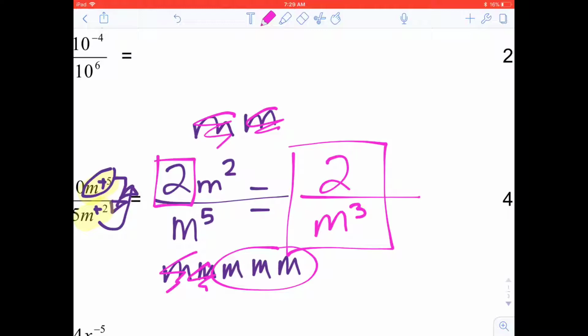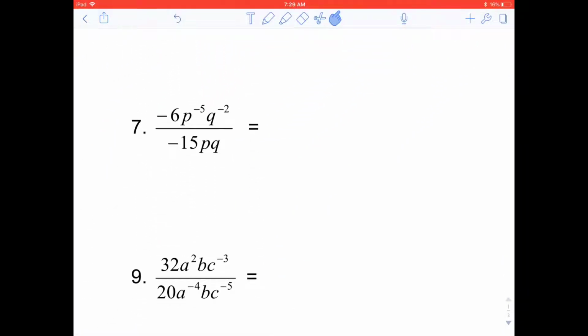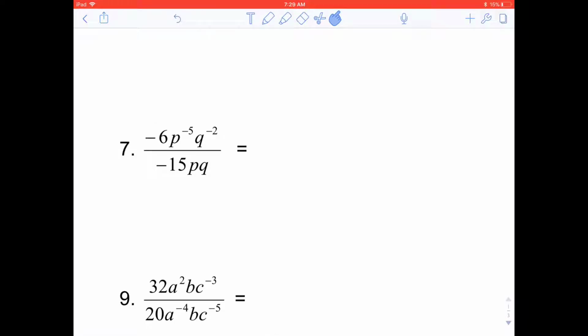All right, let's take a look at another one here. Let's get a little more, so to speak, complicated. Let's look at number 7. On number 7, we're going to draw our fraction bar. Start with your number, negative 6 divided by negative 15. If you can't do negative 6 divided by negative 15, use your calculator, and then you might have to convert that back to a fraction, and you should get 2 over 5.